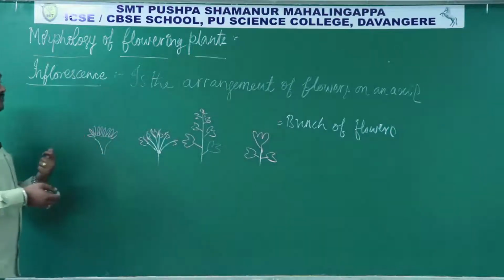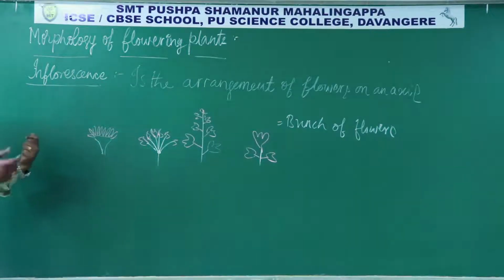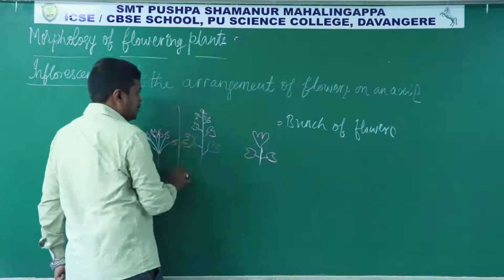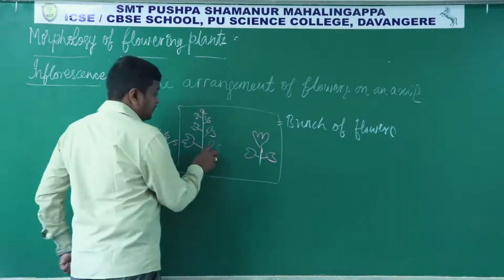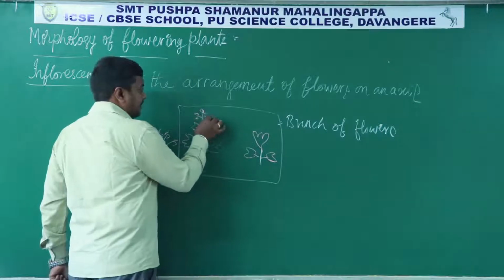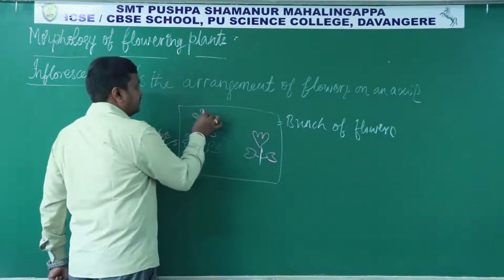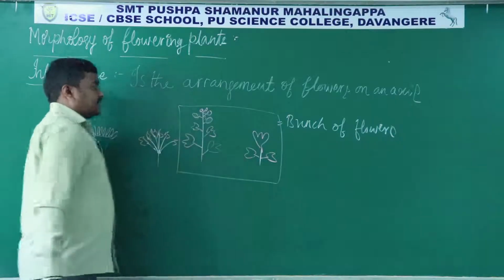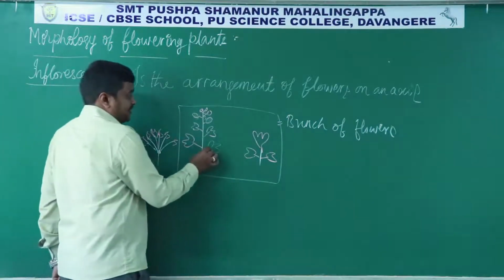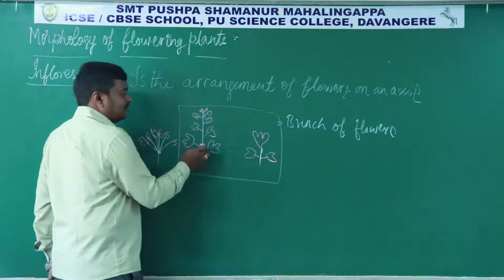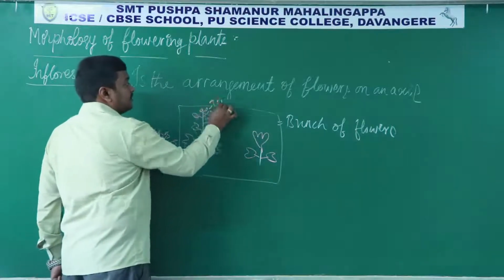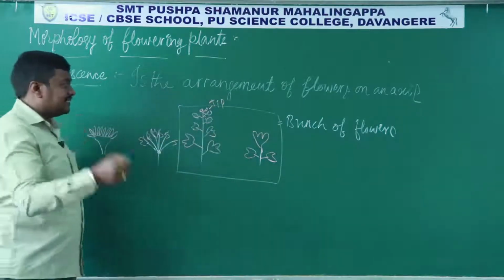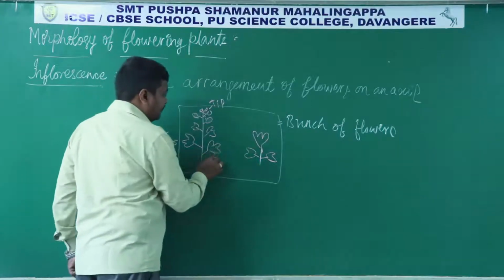So when the flowers are arranged in a different pattern, they follow a specific order. Suppose you consider these two cases. In this case, the flowers present at the base are bloomed flowers, or older flowers, let me write the unopened flowers here, like buds. So these older flowers are present at the base, whereas the younger buds are present at the tip. Typically the younger flowers or buds are at the tip, whereas at the base the older flowers were there.